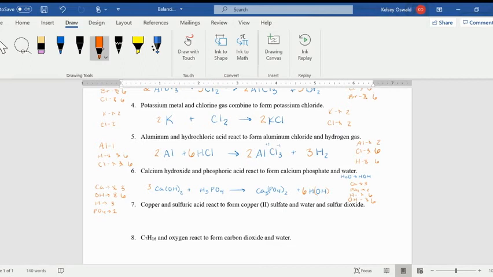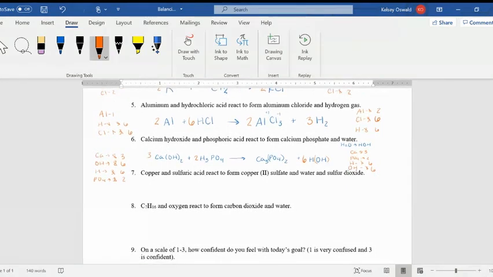I have 6 just plain old H's on my product side, which means I also need 6 on my reactant side. So that means I'm going to need to use 2 of my H3PO4s, because H3 2 times is 6. That means I have 2 PO4s on my reactant side as well now. And we can see that's how many we have on our product side, so we are balanced.